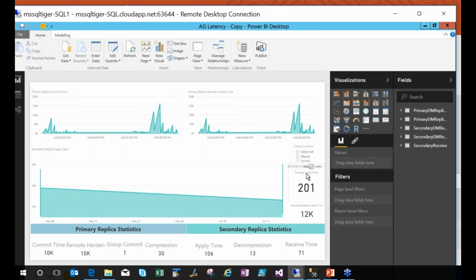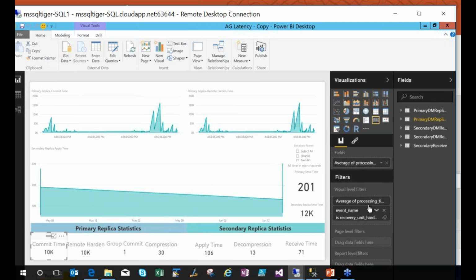Let's quickly look at the send time now. On the right, you would see the send time, and you would see the secondary replica send time. It tells me that my primary replica sends messages much faster than my secondary replica. And let's quickly see how each of these events is configured.